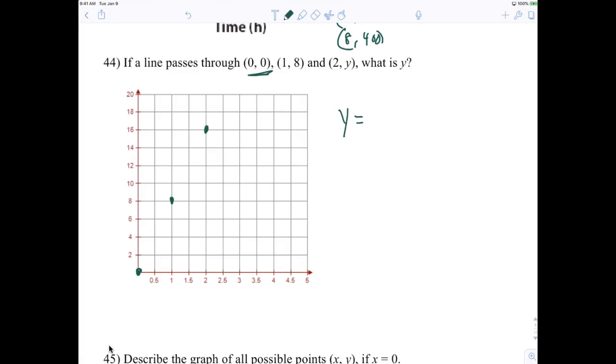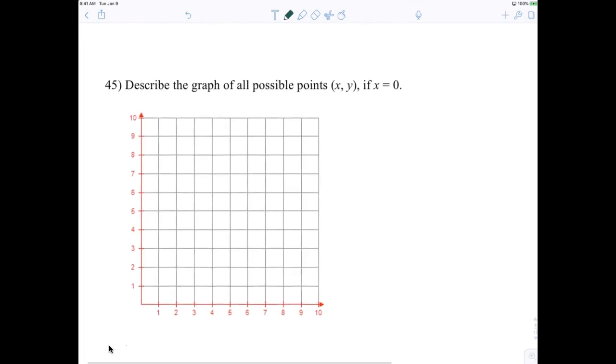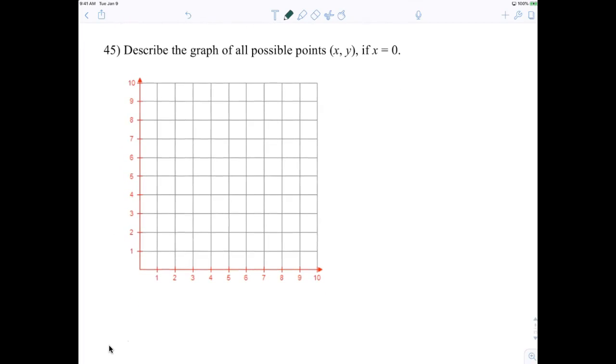You got it? Yeah, you just multiply. All right, let's see about the next one. Oh, somebody actually knew this question last period. I didn't think that anybody would get it.